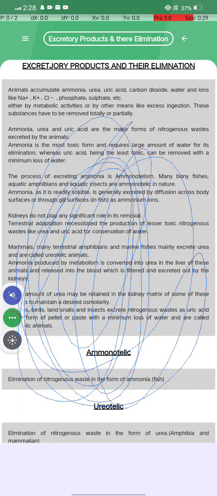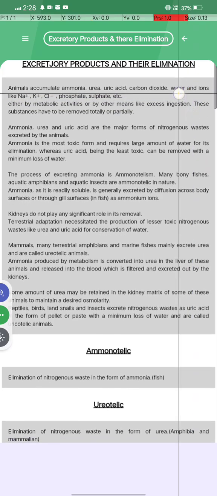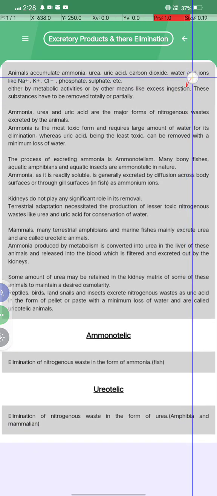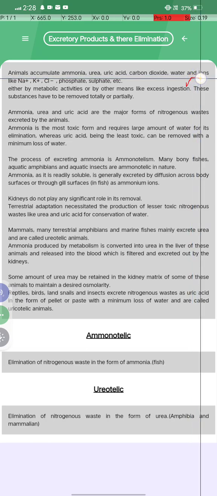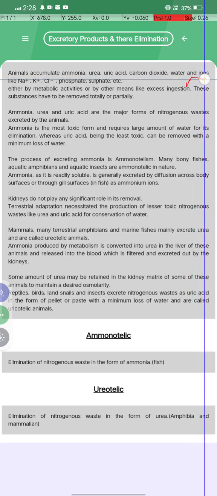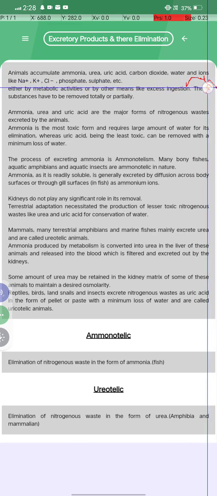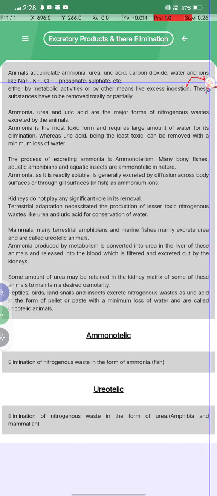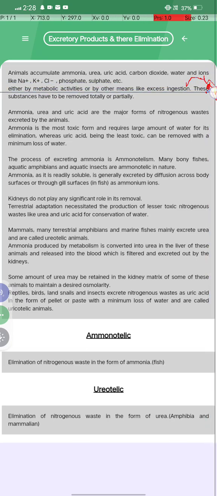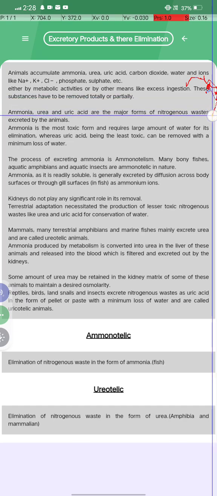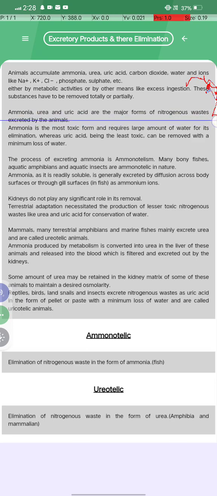Animals accumulate ammonia, urea, uric acid, carbon dioxide, water, and ions like sodium, potassium, calcium, phosphate, sulfate, etc., either by metabolic activity or by excess ingestion, and these substances have to be removed totally or partially. Ammonia and uric acid are the major forms of nitrogenous waste excreted by animals.